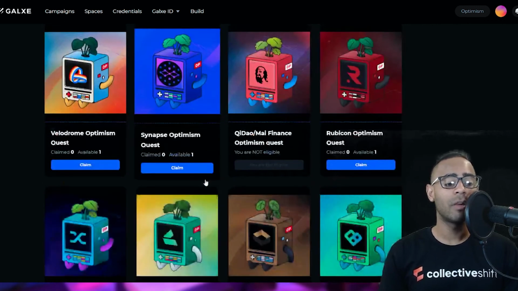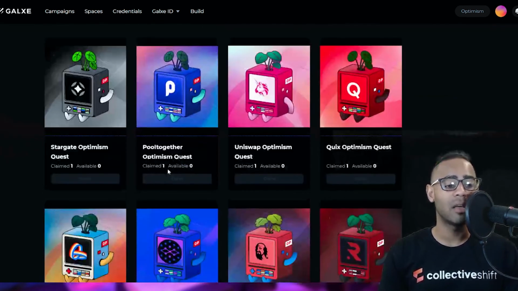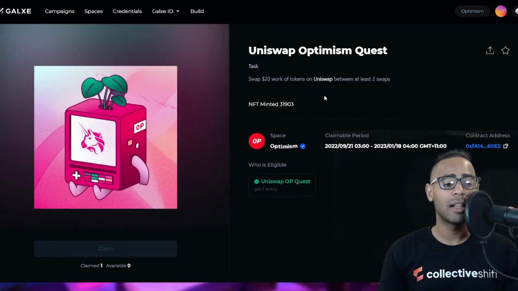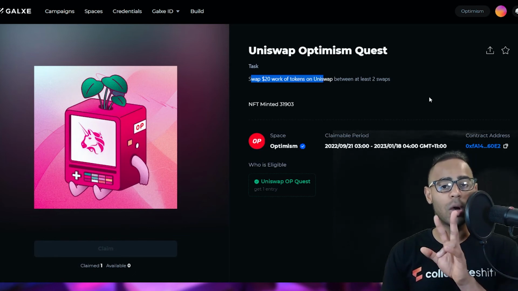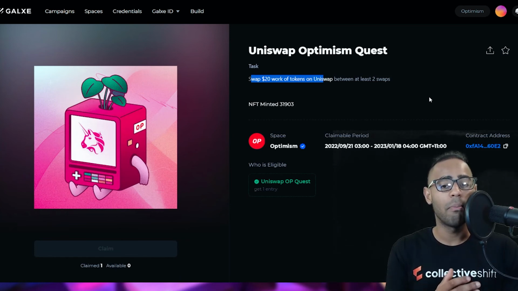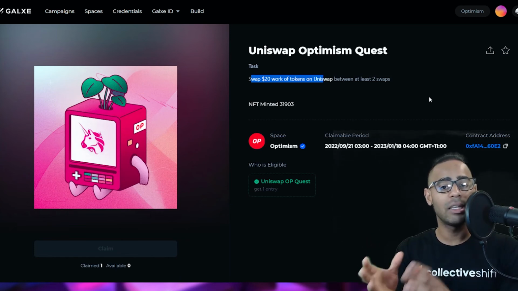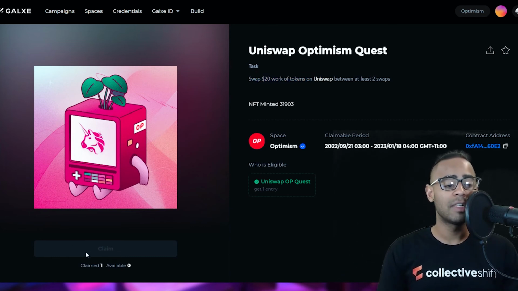Next thing, what can you do? There are lots of different items on here for you to claim these free NFTs. You don't have to buy these, ladies and gentlemen. On Optimism, to claim this NFT, the task is you have to swap $20 worth of tokens on Uniswap between two swaps. So do a swap of $21 and then a swap of $21 again, back from Optimism or USDC or DAI all the way back to another token. And then you can get this free NFT.